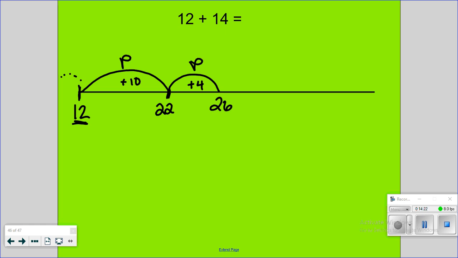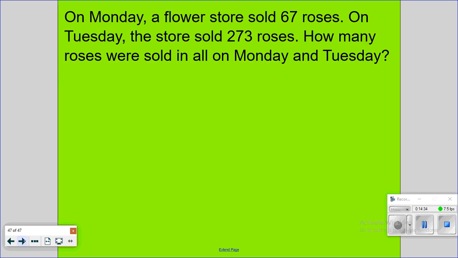It's just 2, in different ways. All right. We've got one more problem to do together, and then we're going to do some partner work.